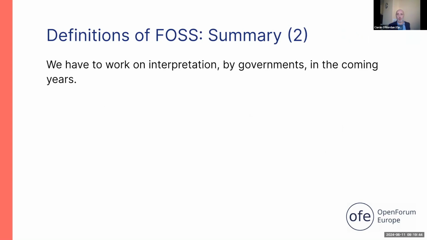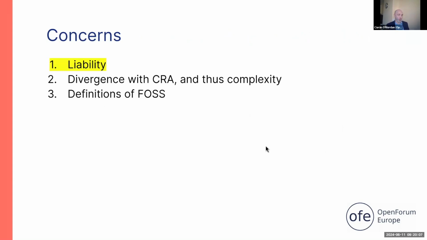Which means we're going to have to work on this in the coming months and years to help governments understand what it means to judge that software is within the scope of their own conditions for the exemption for free and open source software. So that's divergence in definitions. With that, I will come back to the topic of liability.